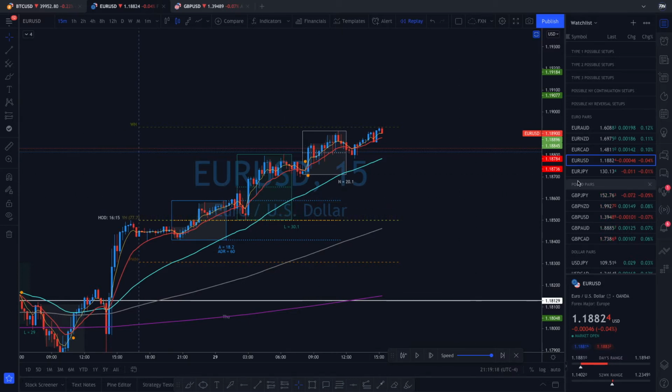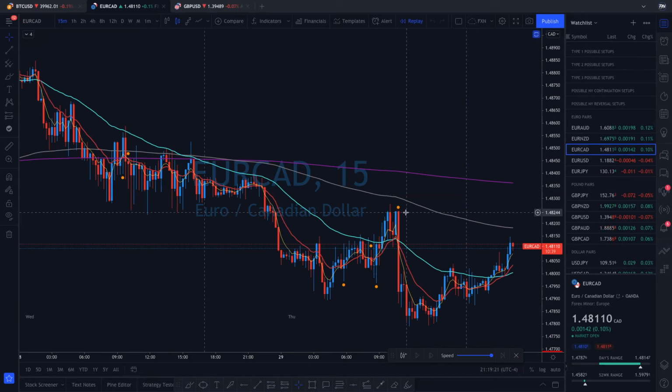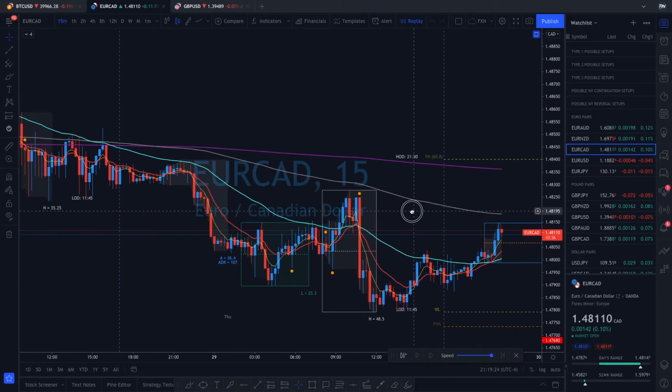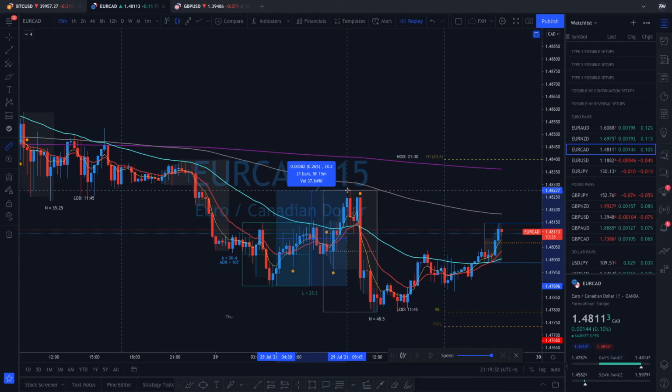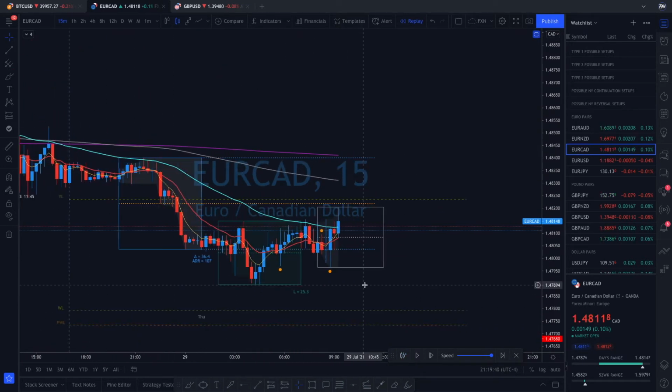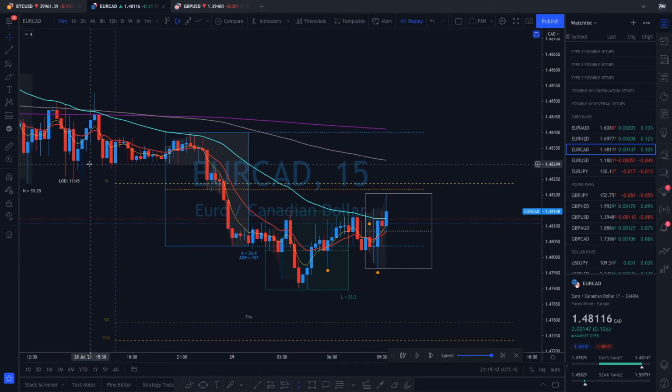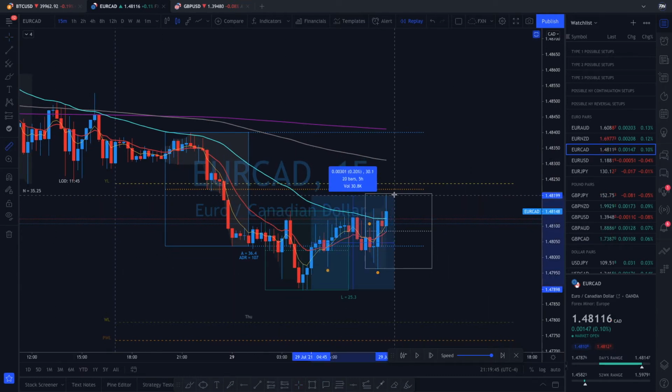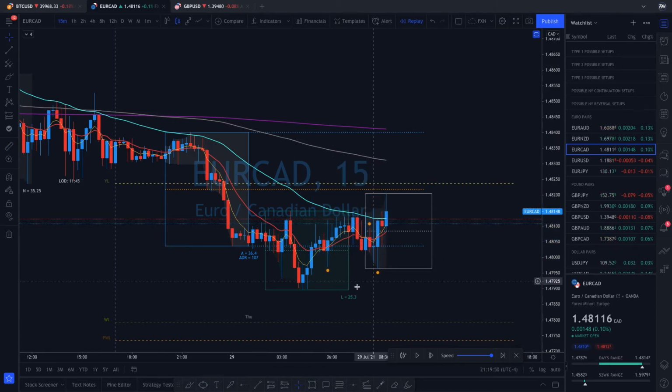So if we take a look at something like Euro CAD, look what happened on Euro CAD. Euro CAD went from the low of London back up about 37 pips. So if you compare that, at the beginning of the US session you're already 30 pips out. So you're too far from the low of the day, or the perceived low of the day at that time, to think about trading a reversal trade.